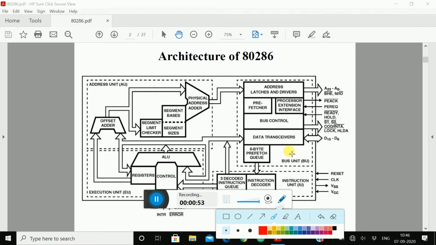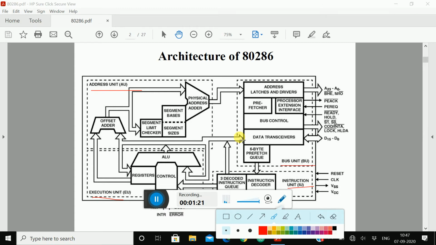The architecture of 80286 contains four separate processing units, that is the bus unit, the instruction unit, the execution unit and the address unit. And we'll be seeing their functions, what their contributions are, one by one. So we'll start with the bus unit.